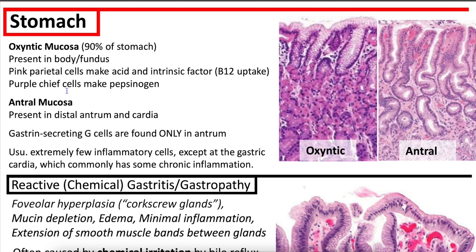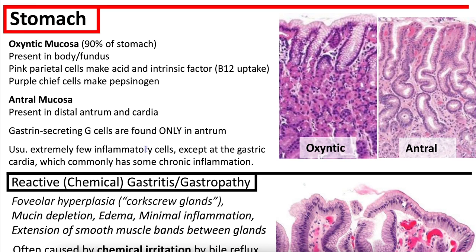And then antral mucosa is present in the distal antrum and cardia. And the gastrin-secreting G cells are found only in the antrum. This is especially helpful when you're seeing an oxyntic section of the stomach that looks like antrum, and you get your G stain and it's negative. That increases your suspicion that this is AMAG. And we'll talk about that in the coming slide. And antral mucosa usually has extremely few inflammatory cells, except at the gastric cardia, which commonly has some chronic inflammation.